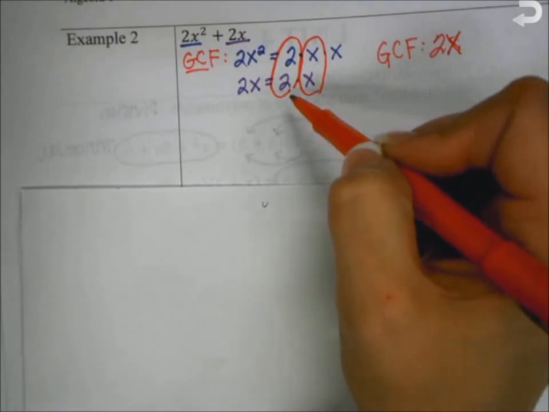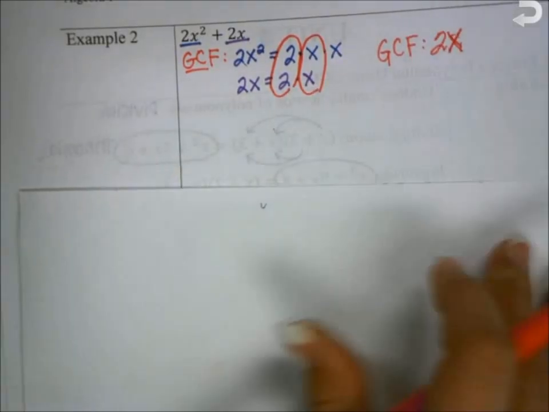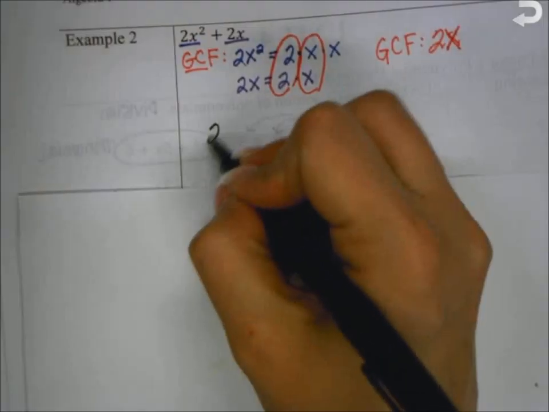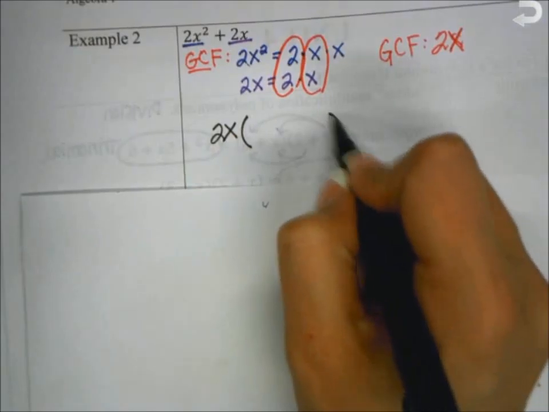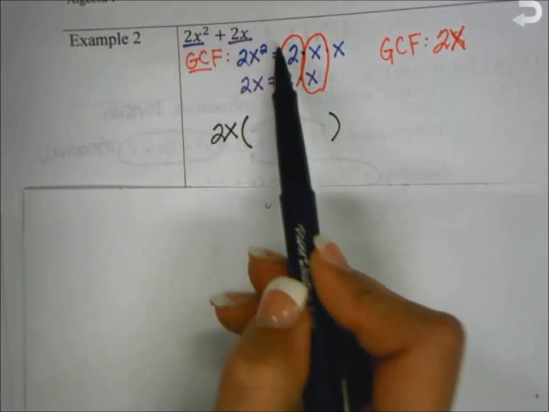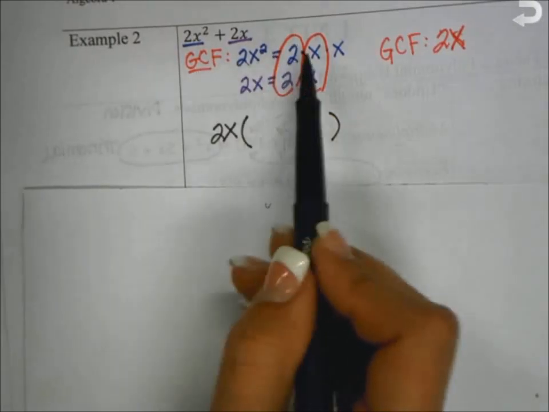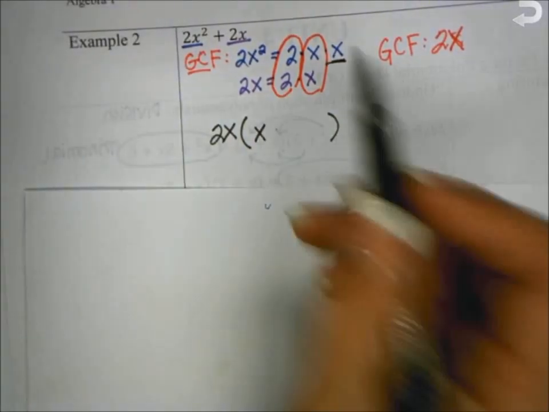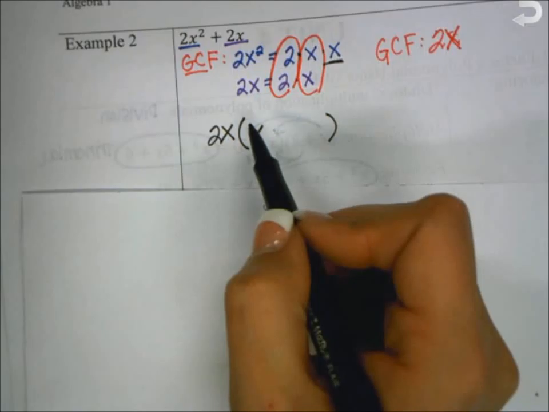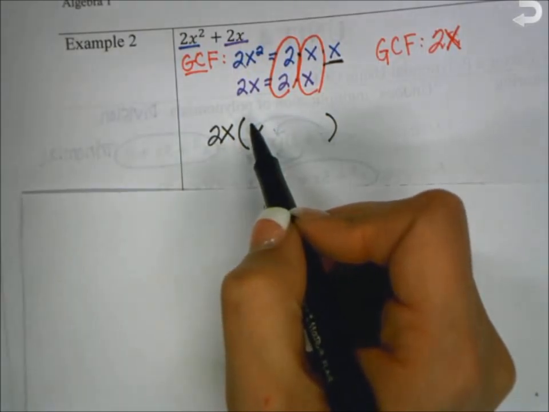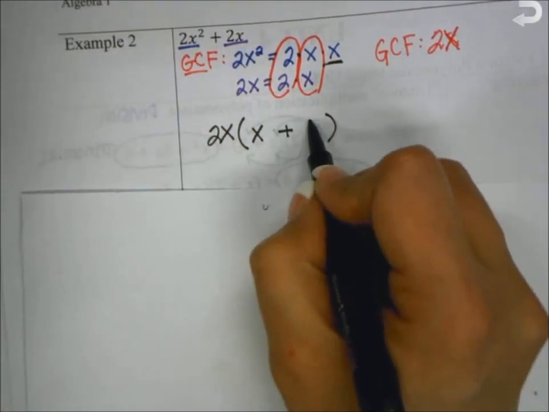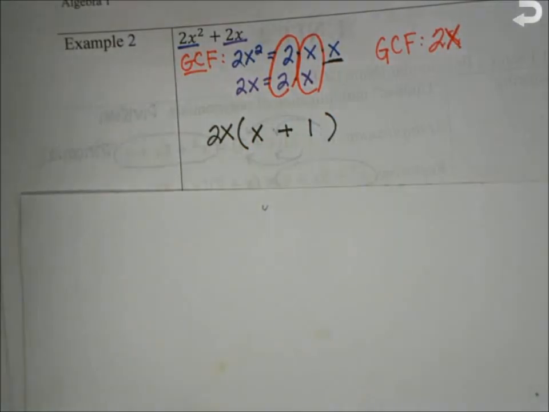Okay? Alright, so we're not done yet. All we did was find the GCF. So to complete the problem, we pull out that GCF, so we pull out a 2x. And if I pull out a 2x from each of these terms, what is left over? If I pull out a 2x from 2x squared, what was left over? x. And if I pull out a 2x from 2x, what's left over there? 1. If we're dividing something by itself, we get 1. So inside the parentheses is going to be x plus 1. And that's my answer. I factored it all the way.